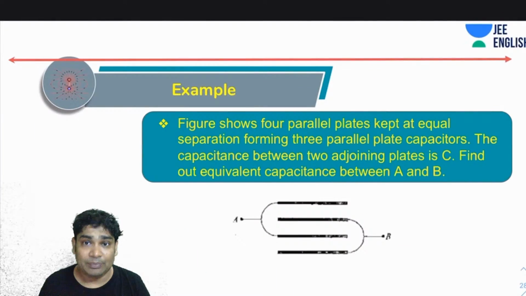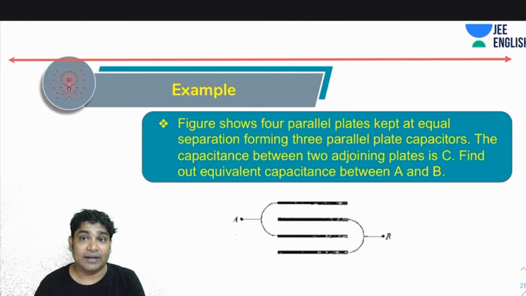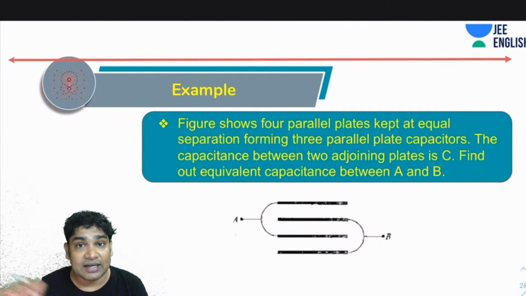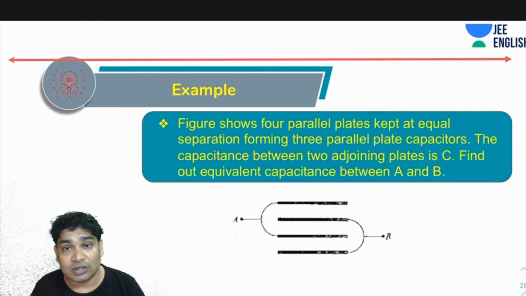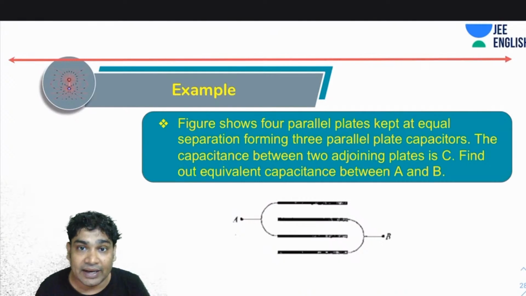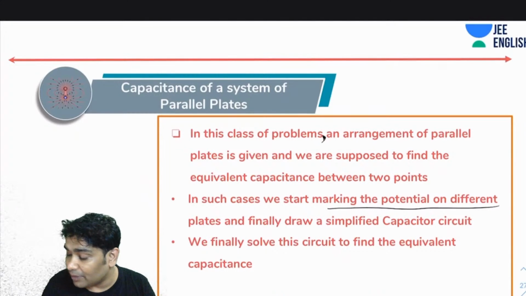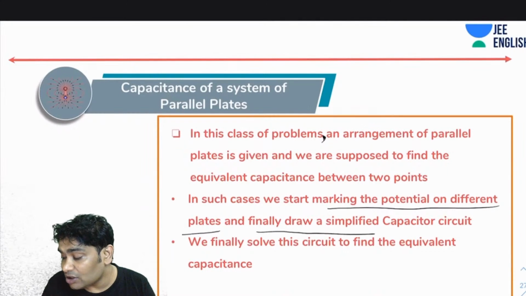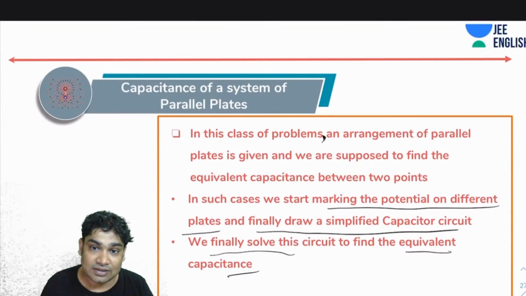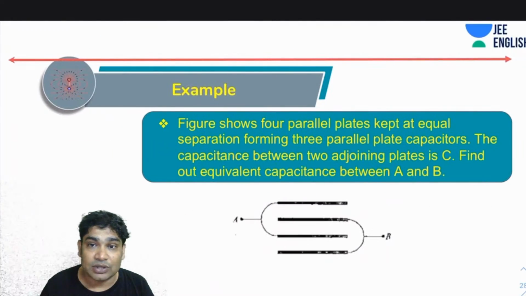So let's take up an example. This is what your question will look like. You have 4 plates here, and the 4 plates are connected together. Now you are supposed to find the equivalent capacitance between A and B. So how do you do it? You start marking the potentials on different plates. Then you finally draw a simplified capacitor circuit, then solve that circuit to find the equivalent capacitance. So let's see what I am trying to say.